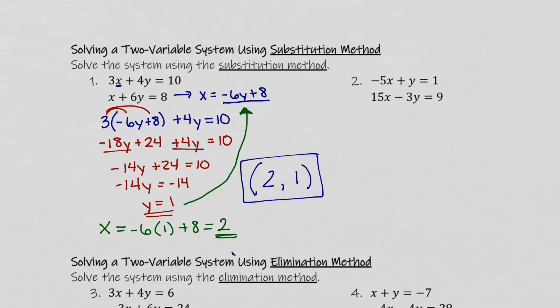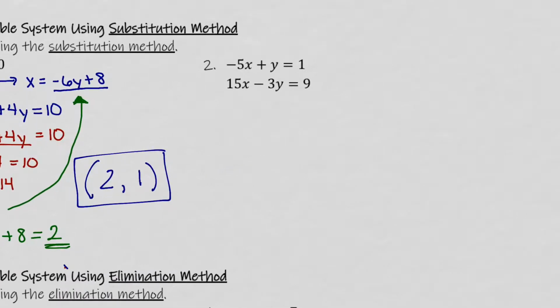All right, let's scroll over and move over here, and let's do number 2. So we need to find the variable that would be easiest to solve for, and I would think it'd be that y because there's no coefficient. So I'm going to add 5x to both sides. So I get y equals 5x plus 1. And I'm going to take this for y, and I'm going to plug it in for that y in the second equation. So 15x minus 3 times 5x plus 1 equals 9.